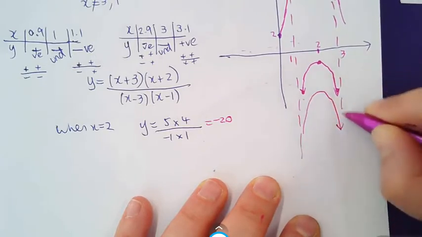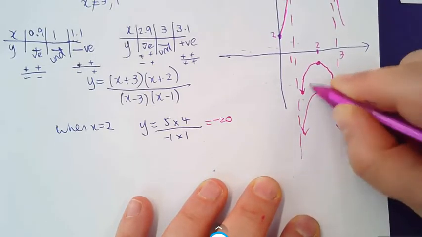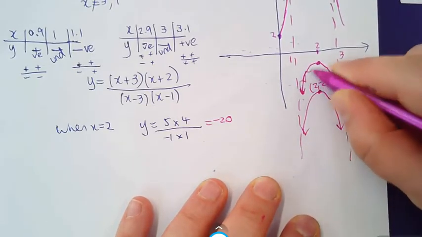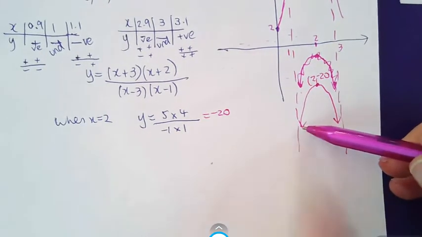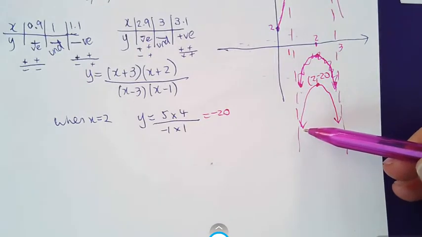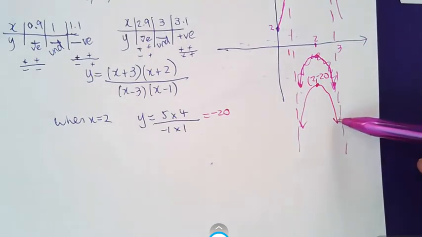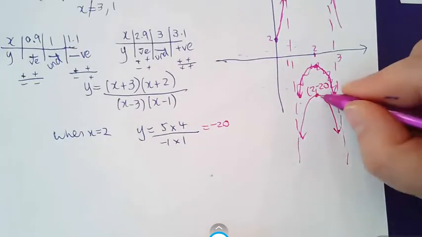So if you actually put 2 negative 20, get rid of that one. It's not low down enough. If you do 1.1, it's probably negative 50 or something. Do you know what I mean? And 2.9 might be negative 50 or negative 100. Okay, so I've got 2 negative 20.